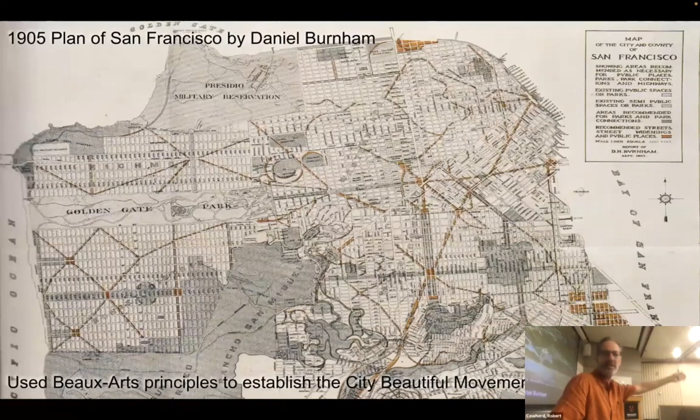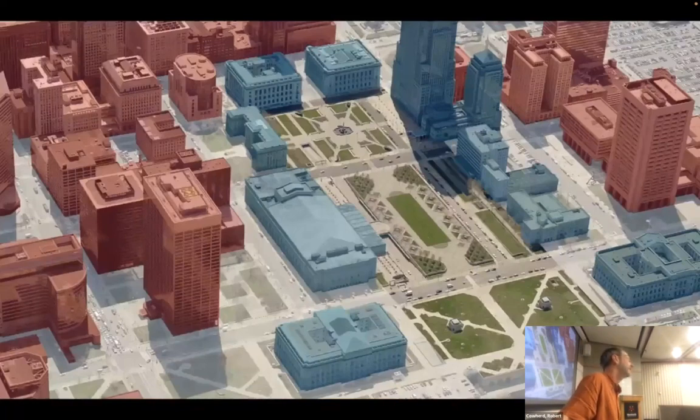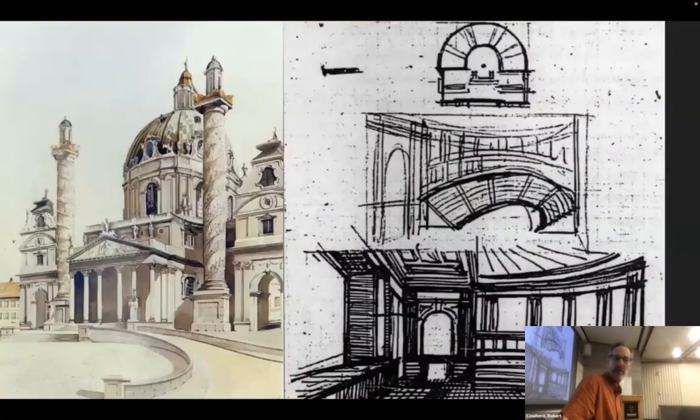It happened in San Francisco. It happened in Washington, D.C. Cleveland has a beautiful example.